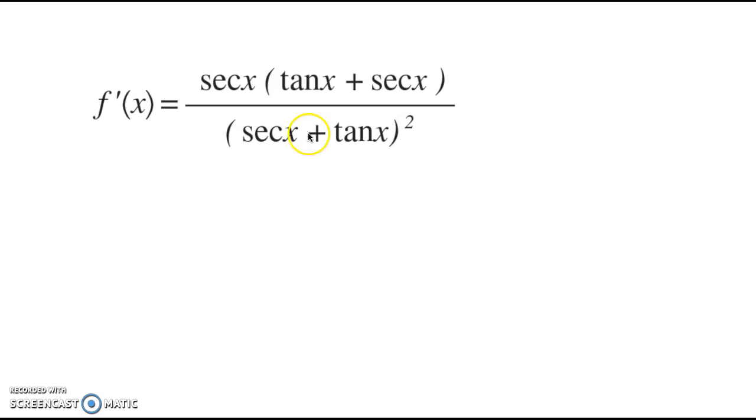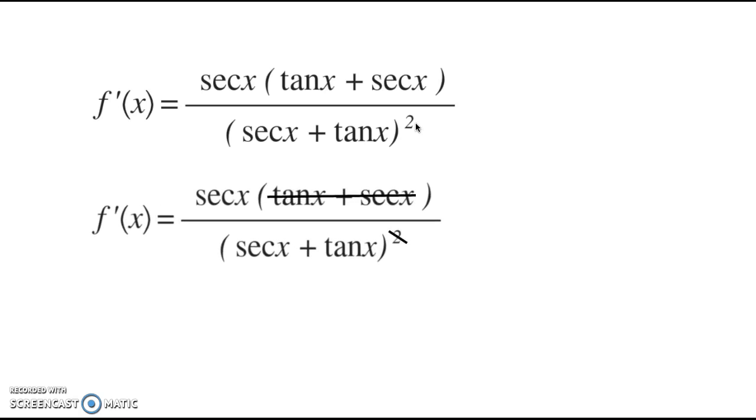Now, notice that there's a common factor in the numerator, so you can take secant x out of the function to get secant x times tan x plus secant x over secant x plus tan x, squared, which causes a cancellation, so your final answer would be f prime of x equals secant x over secant x plus tan x.